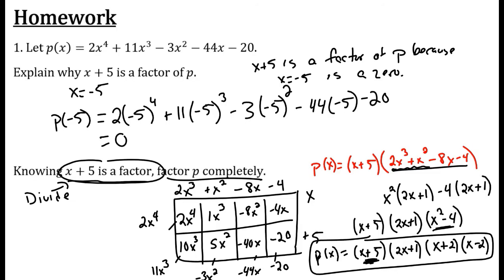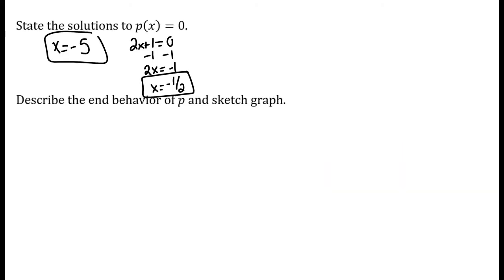What else do I have? Plus x equals negative 2 and x equals positive 2 from that difference of perfect squares there. So I get x equals negative 2 and x equals positive 2. Those are my 4 zeros.